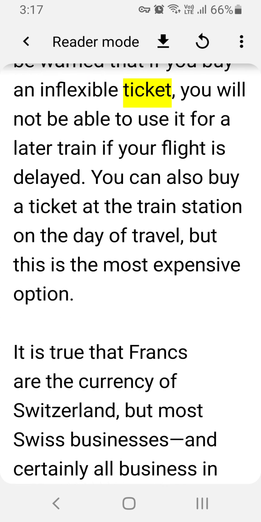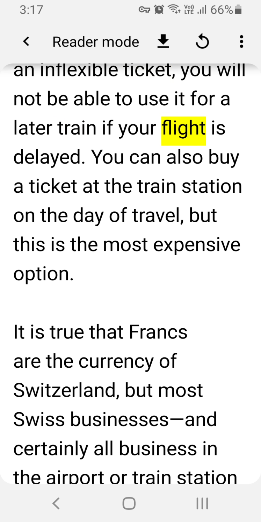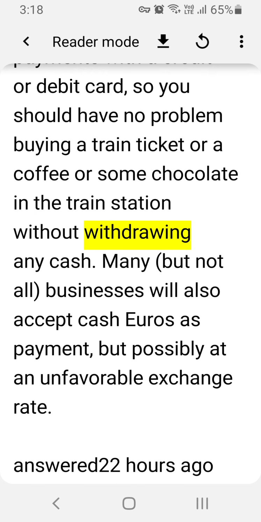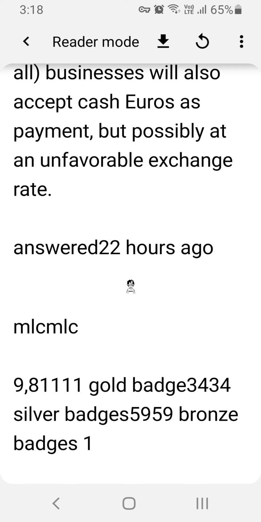But be warned that, if you buy an inflexible ticket, you will not be able to use it for a later train if your flight is delayed. You can also buy a ticket at the train station on the day of travel, but this is the most expensive option. It is true that francs are the currency of Switzerland, but most Swiss businesses, and certainly all businesses in the airport or train station, will also accept cashless payments with a credit or debit card, so you should have no problem buying a train ticket or a coffee or some chocolate in the train station without withdrawing any cash. Many, but not all, businesses will also accept cash euros as payment, but possibly at an unfavorable exchange rate.